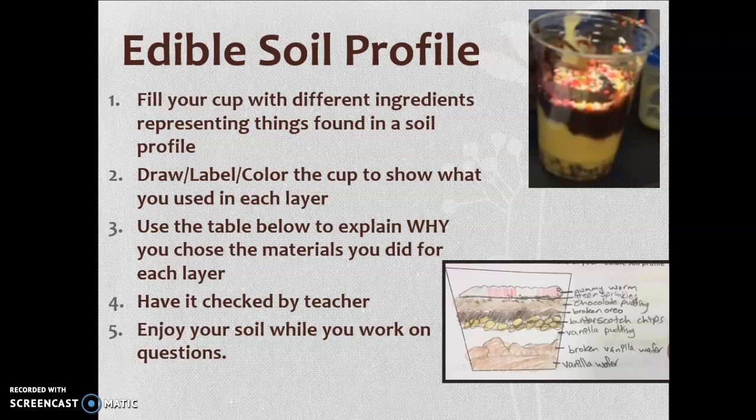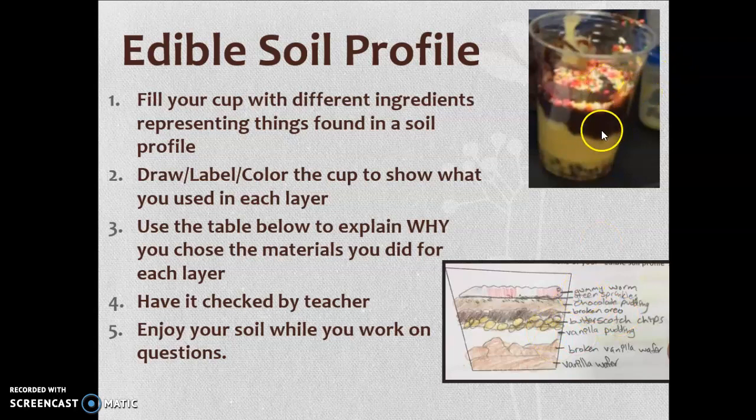So you're going to take a clear container. It could be a cup, a Tupperware container, a jar, whatever you have handy at home, and fill your cup with different ingredients representing things found in your soil profiles. You can also include a drawn diagram if you want, or a key to your edible diagram.